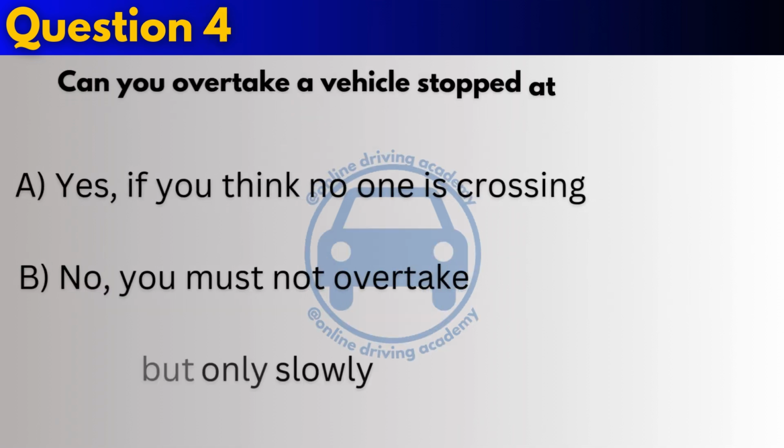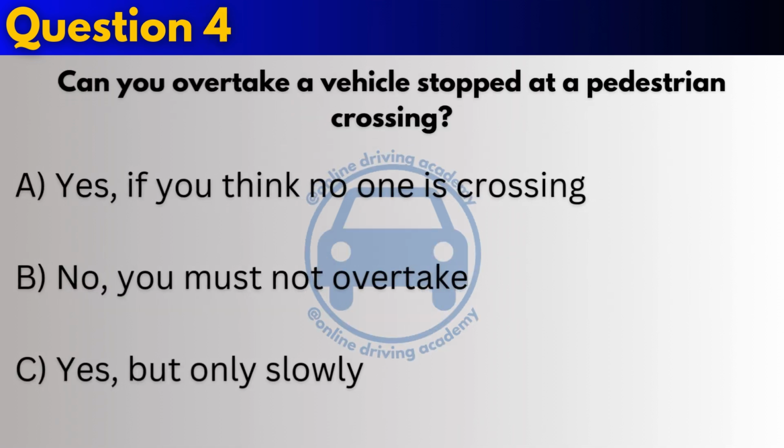Question 4. Can you overtake a vehicle that is stopped at a pedestrian crossing? Is it option A, yes, if you think no one is crossing? Is it option B, no, you must not overtake? Or is it option C, yes, but only slowly?